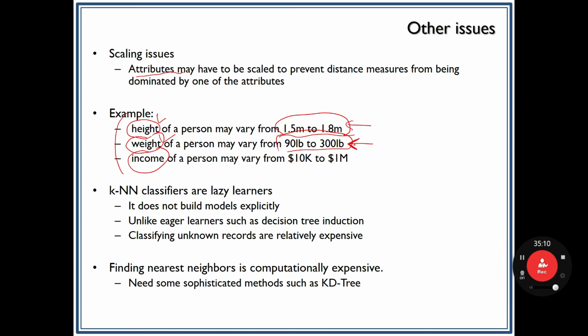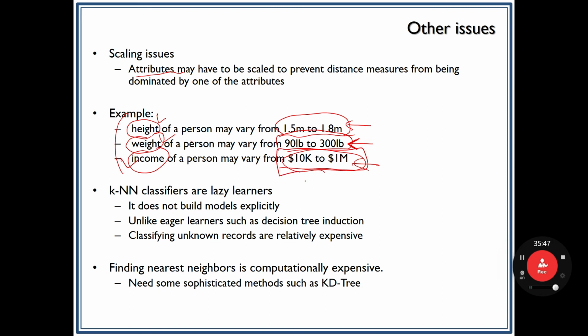And it is even bigger for income, because the unit is US dollars, so $10,000 and $100,000, $1 million. It varies a lot. So if we employ the Euclidean distance, the distance value itself is totally dominated by income because its scale is the largest.